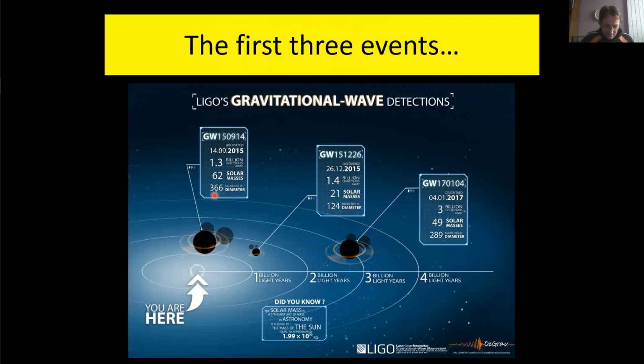Well, the first event we could also see was 1.3 billion light years away. It happened at the time, again, they travel with the speed of light, 1.3 billion years ago, when all life was still in the sea. It was about the time of monocellular life, or perhaps we had already developed somewhat higher organisms, but well, really fishes already. Nevertheless, this had an end product of 62 solar masses. Sensitivity had obviously already been increased, because the second event is 1.4 billion light years away, slightly further. It involved only 21 solar masses.